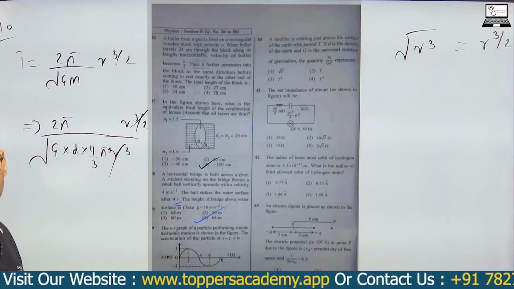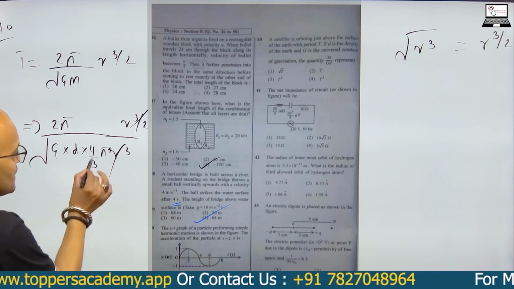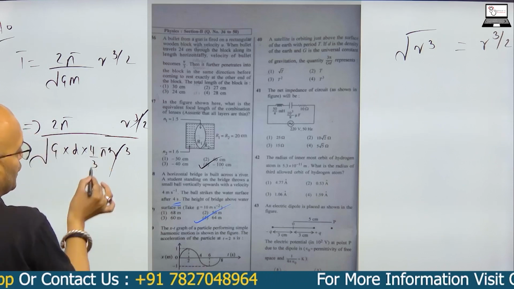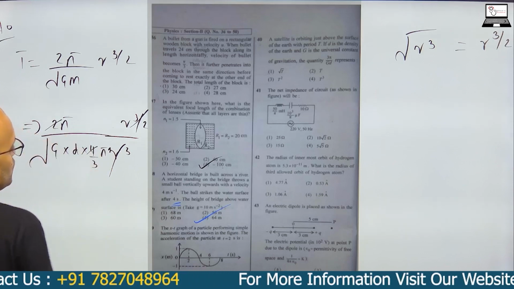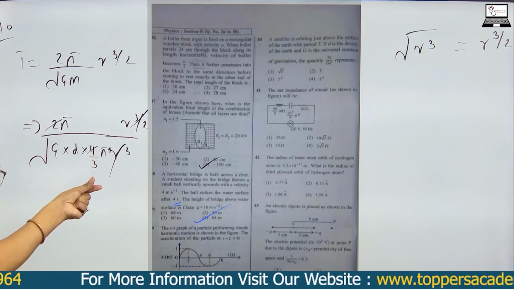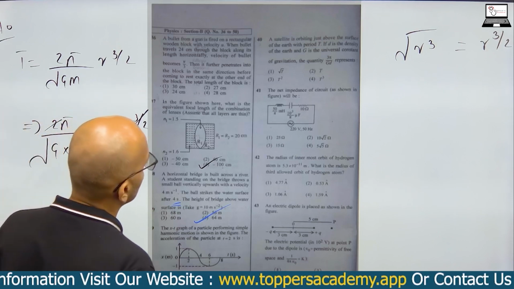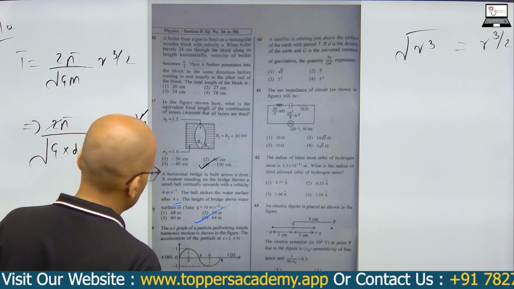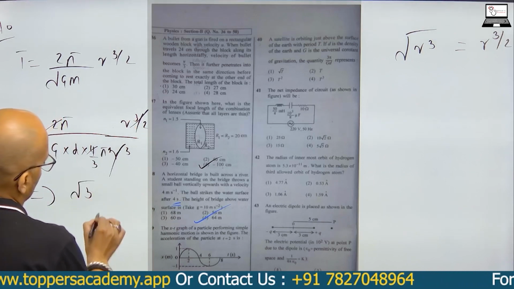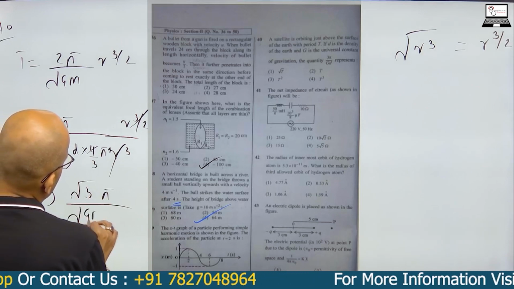Yes or no? It is gone. This is 4. When it will come out of under root, it will become 2. So 4 and 2 is gone. This is 4 upon 3, that is under root 3. When it will go to the numerator, it will become root 3. Right? Upon under root GD.